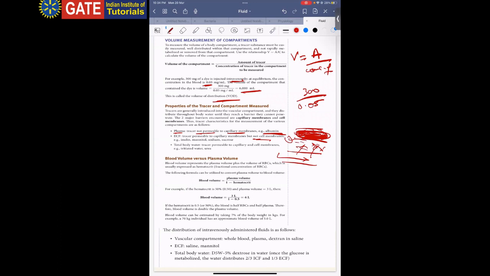Now, if you want to measure the total body water compartment, you need something that will be permeable to both capillary and cell membrane. Examples include urea and tritiated water. Now let's talk about the blood volume.